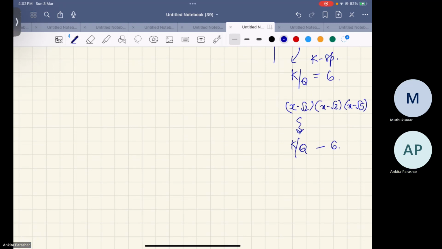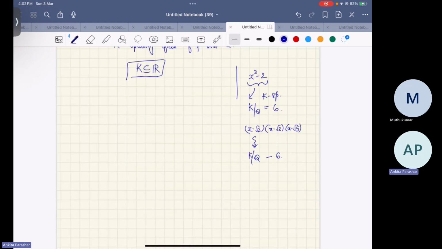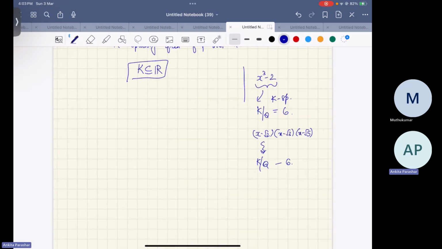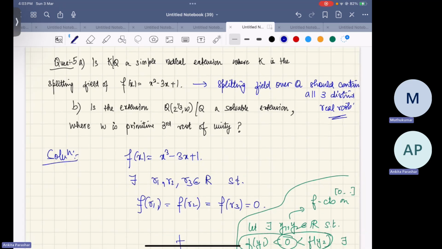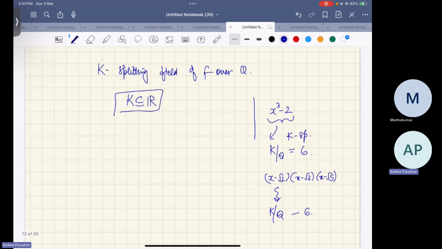But let me see, what is the example? Hmm. Okay, then I think we have to go to the polynomial. So can you say something about this polynomial? Is it irreducible? Because this will tell me the degree of the extension. You can use the Eisenstein criterion. Yeah, so here we can use the Eisenstein criterion.